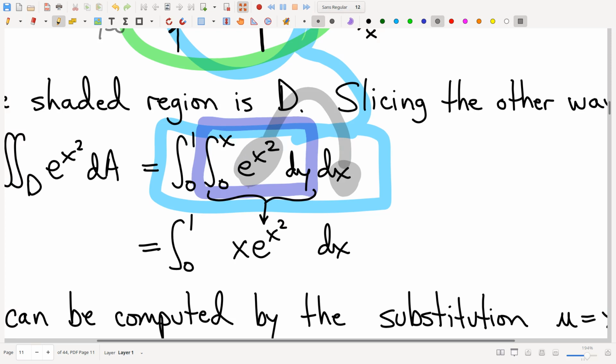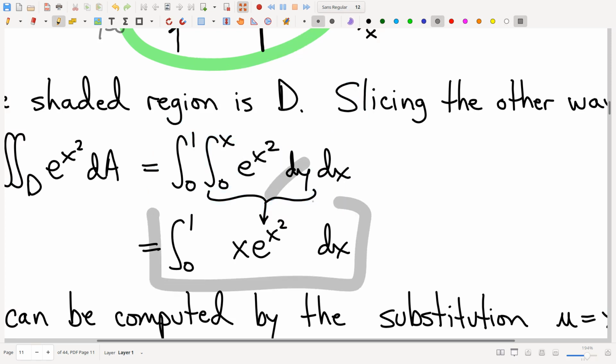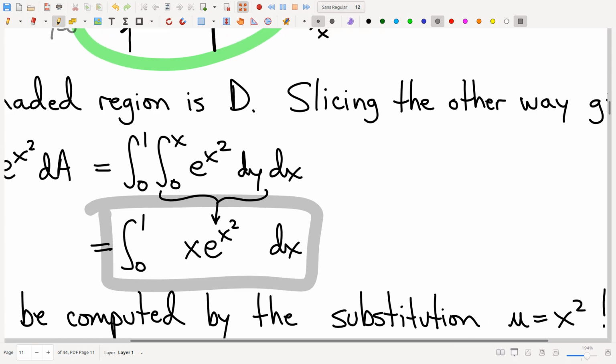And then the outside integral is totally doable with an easy substitution. It's kind of awesome.